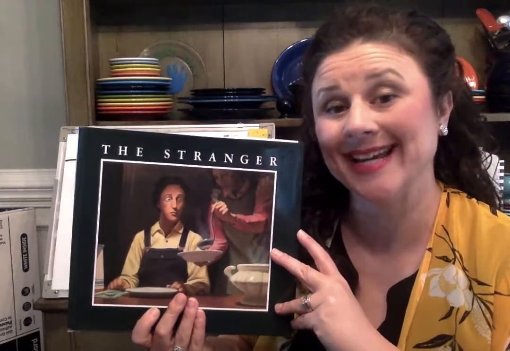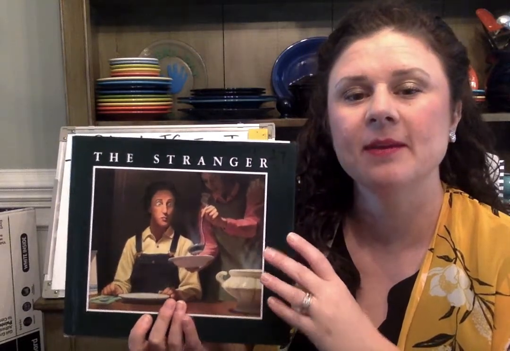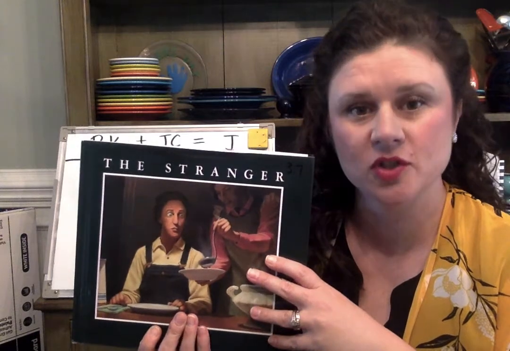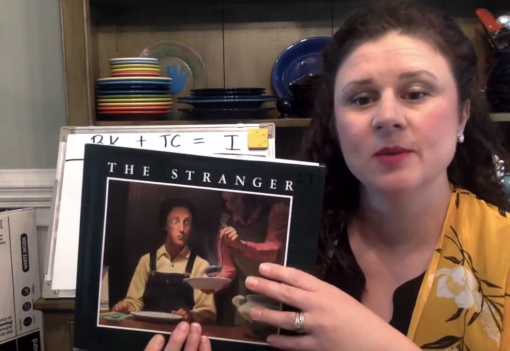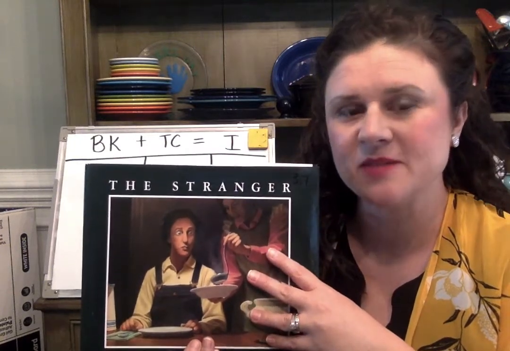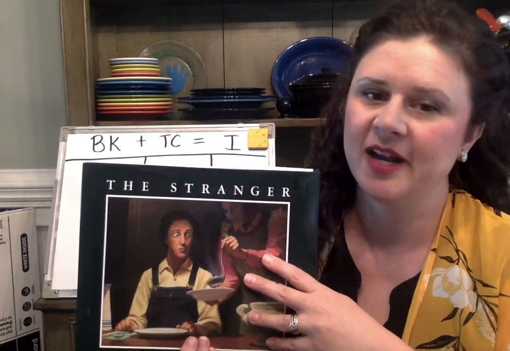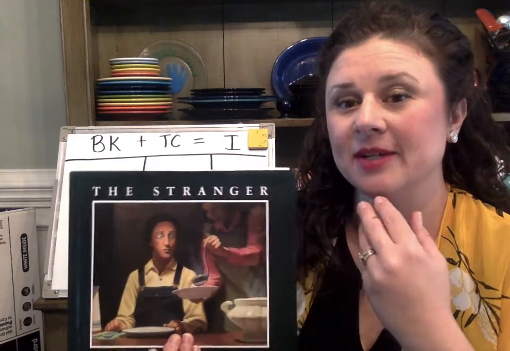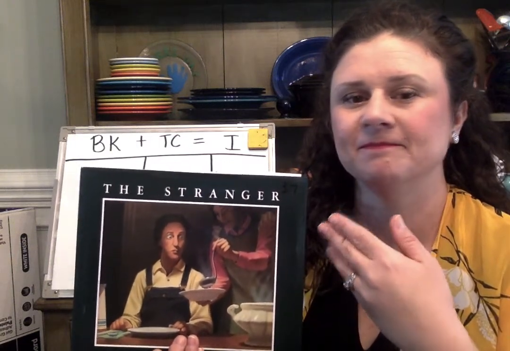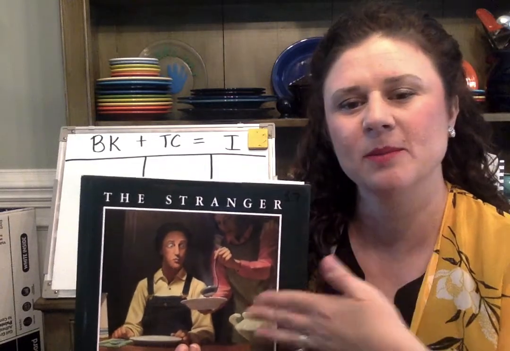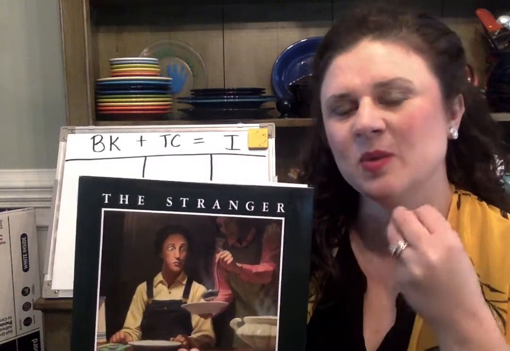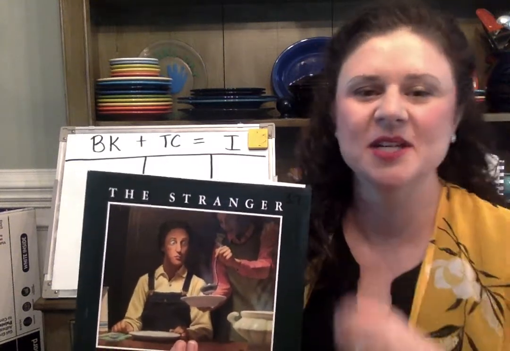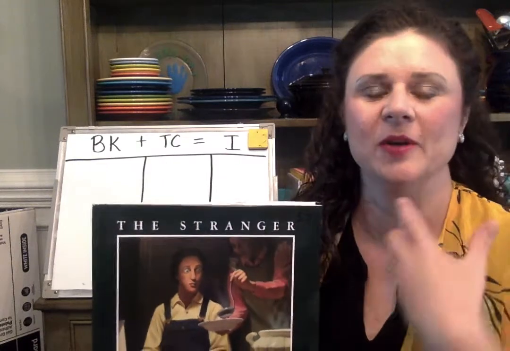If you haven't watched week 3, day 3, go back and do that because there is a link to this book, The Stranger by Chris Van Allsburg. Today is week 4, day 1, and today we're going to try to make an inference about this book because in many of Chris Van Allsburg's books, he doesn't come right out and tell us how the book ends. He leaves some mystery there and he kind of leaves us hanging.